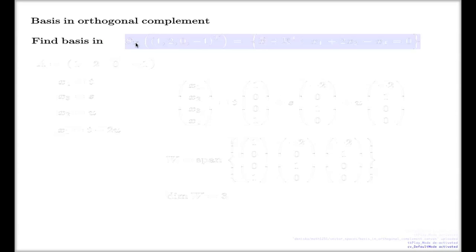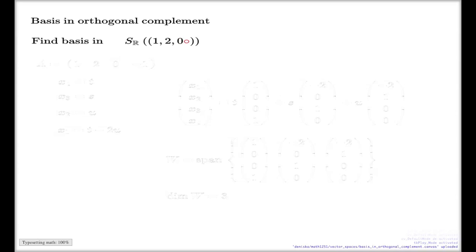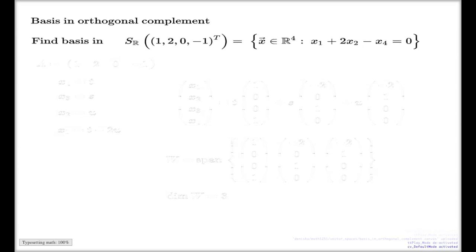So the question goes like this: find the basis in the orthogonal complement subspace like this. I hope you remember this notation. So it's all vectors. Here's the expansion for this notation. All vectors in R4 subject to this condition. That's a subspace, and that's the abbreviation I introduced for this subspace.